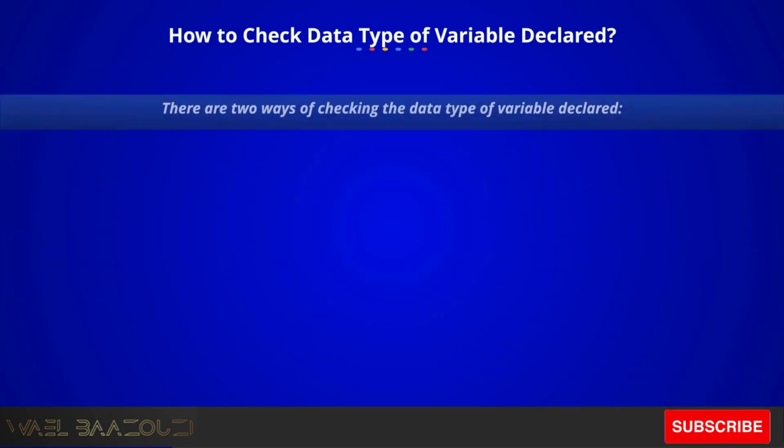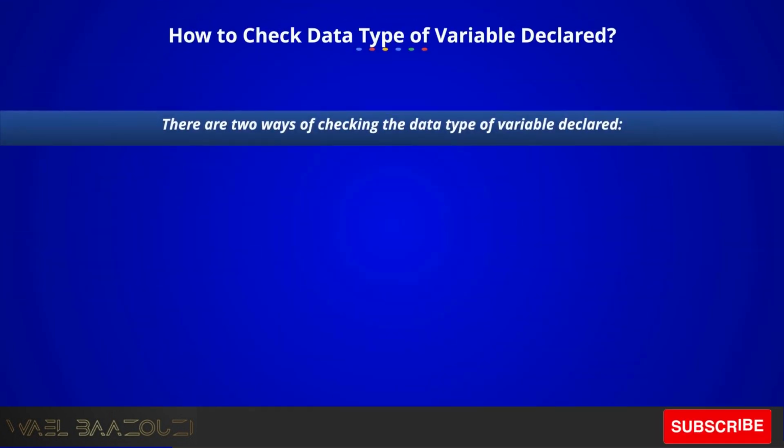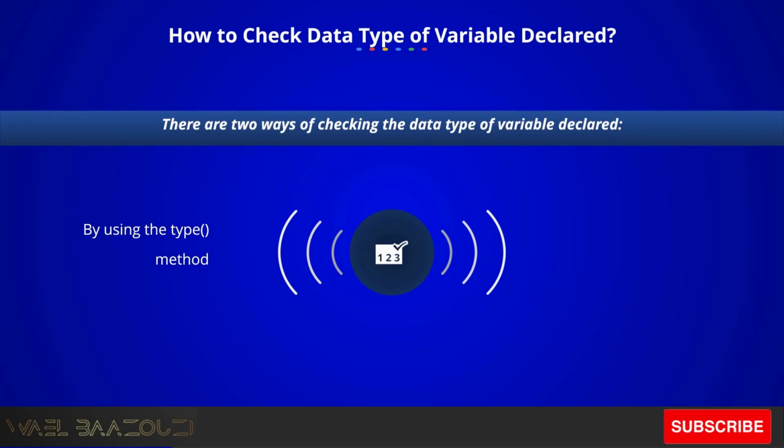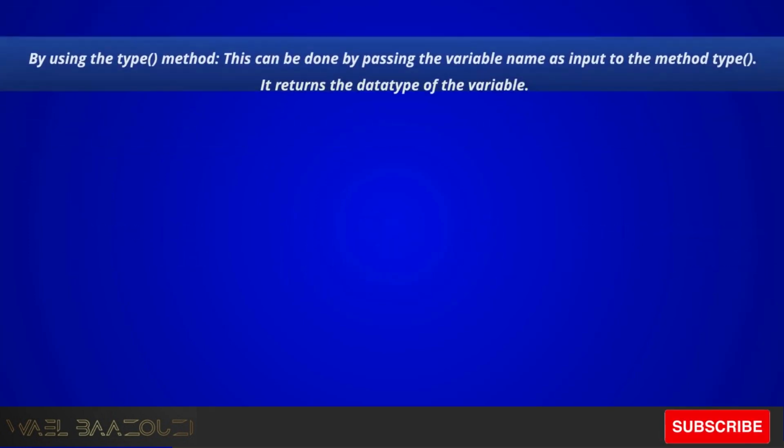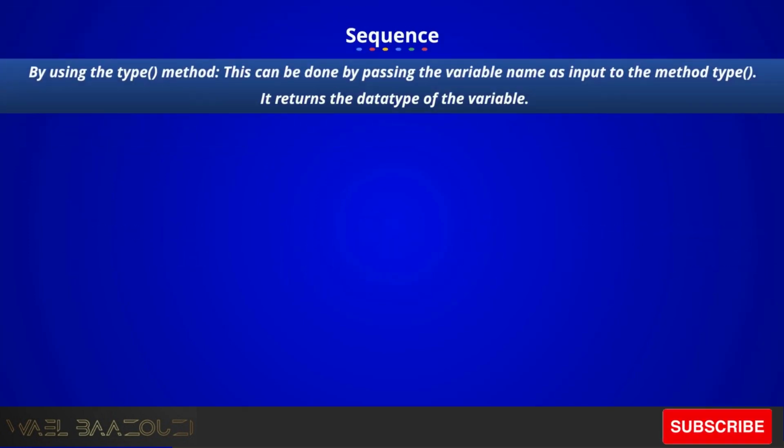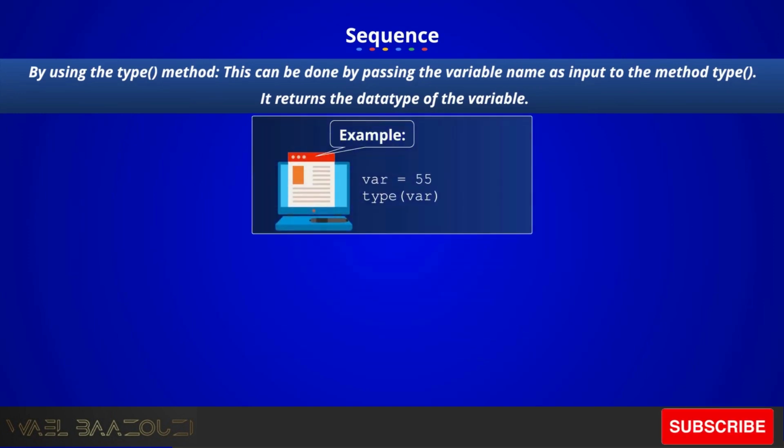How to check the data type of a variable declared. There are 2 ways of checking the data type of a variable: by using the type method or by using the isinstance method. The type function in Python identifies the type of data. This can be done by passing the variable name as input to the method type. It returns the data type of the variable. This example will produce the output int.